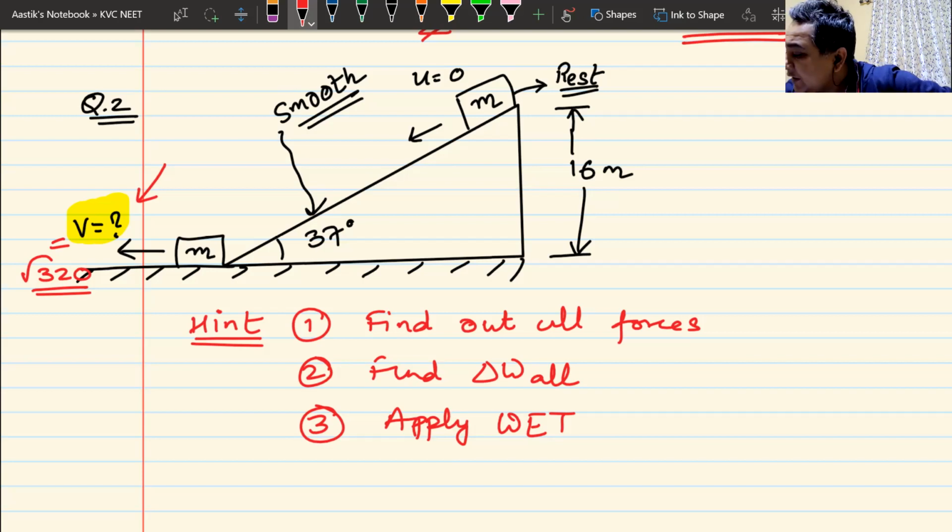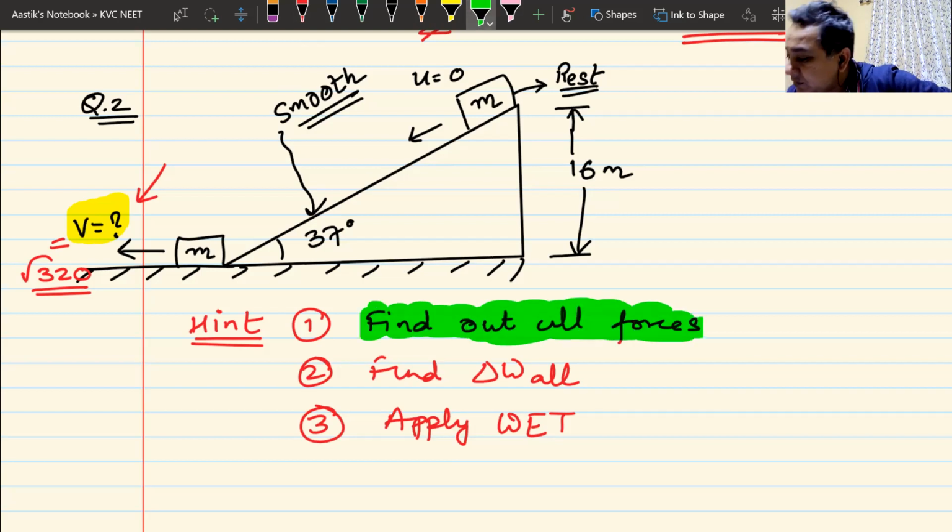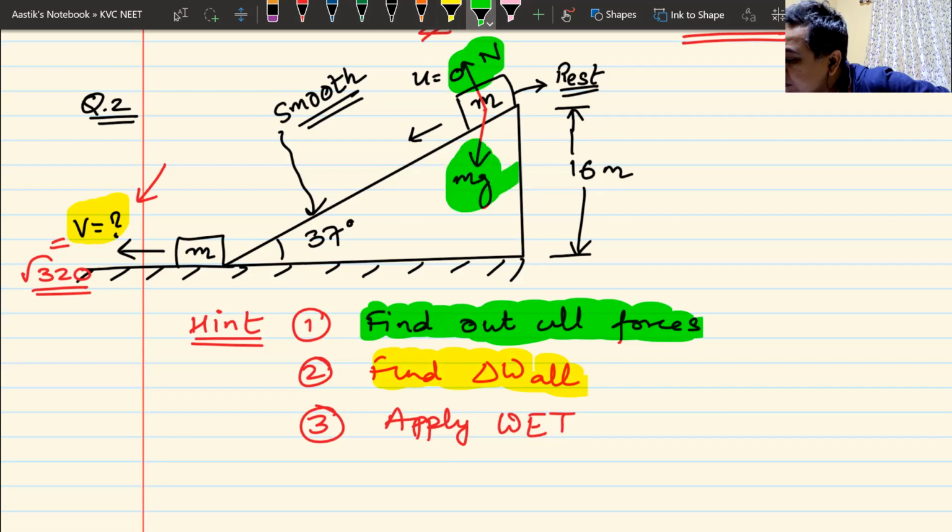Okay, how? I had given you the first step. The first step was to find out all the forces. Tell me what are the forces acting on this block. Sir, mg and normal force. Very good. So let me draw these forces. This is mg and this is the normal reaction N. Very correct. What is the next step? The next step was to find out the work done by all forces. First, I have drawn all the forces. Then I have to find out the work done by all forces.